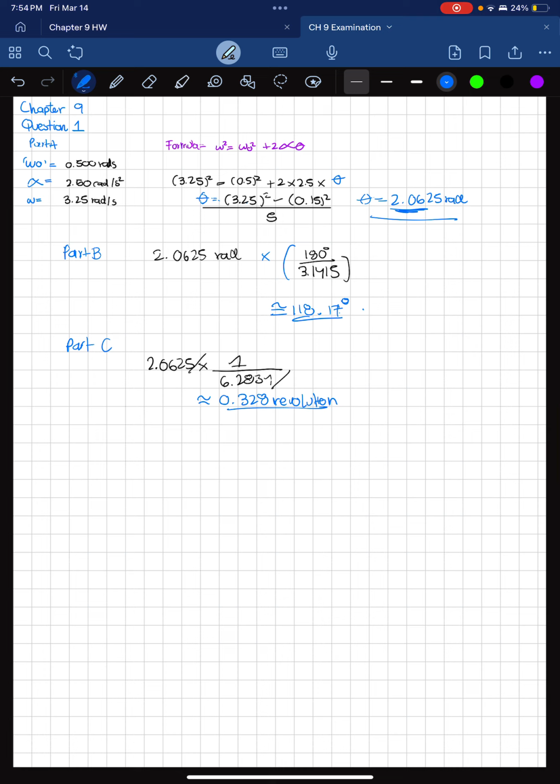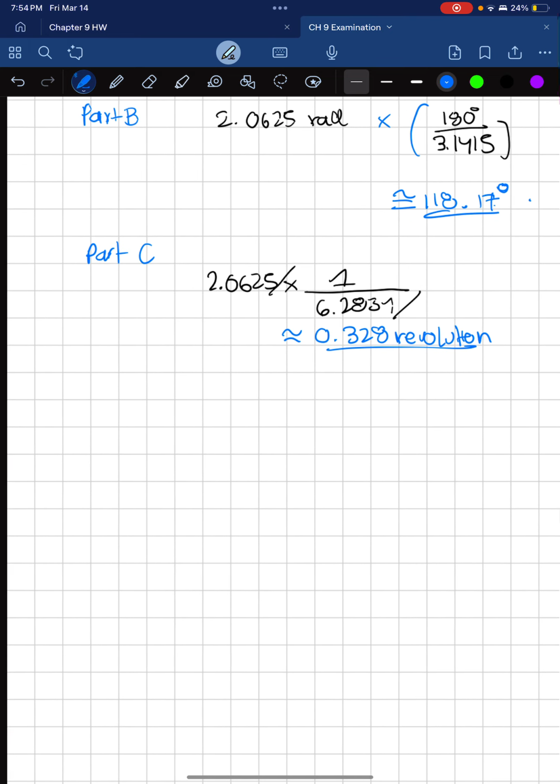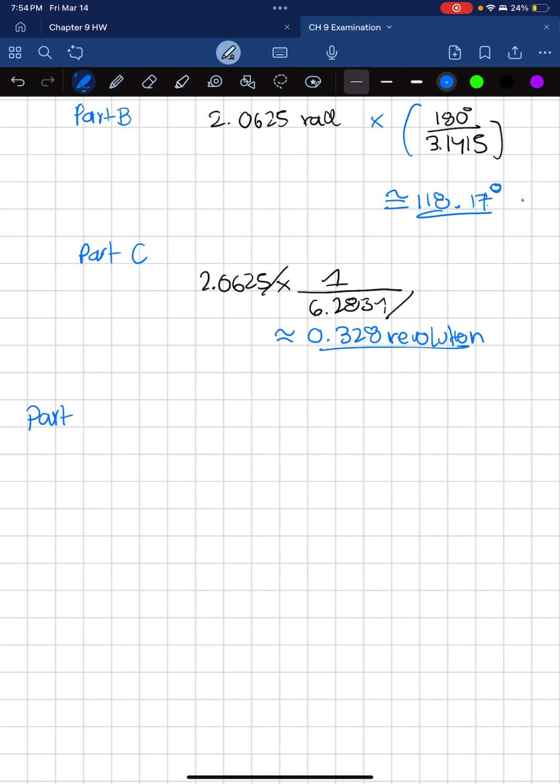Okay, now for part D, we have a different question. Let me go ahead and write that down. Part D. It says the following. The rotor of a helicopter is gaining angular speed with constant angular acceleration. At time 0, it is rotating at 1.25 radians per second. From t equals 0 to 2 seconds, it rotates through 8 radians. What is the angular acceleration of the rotor?